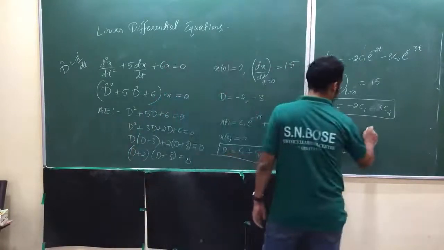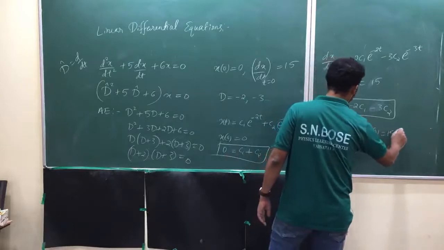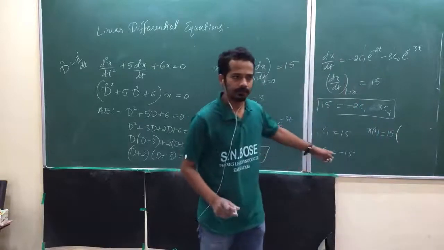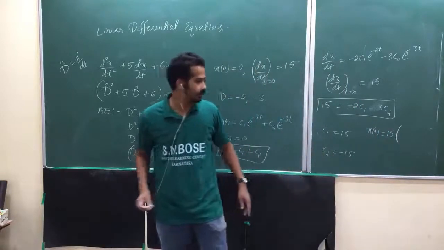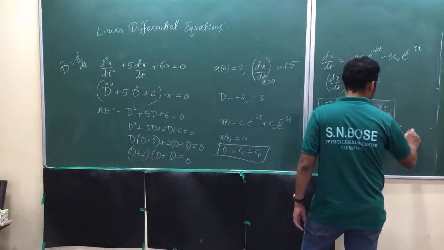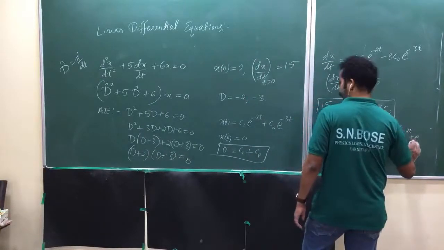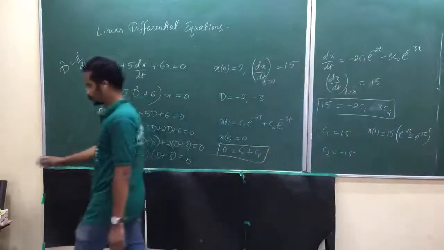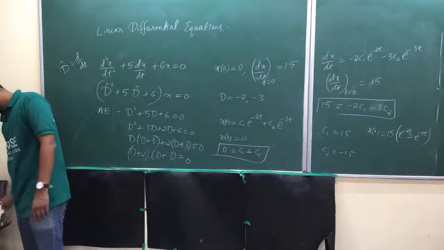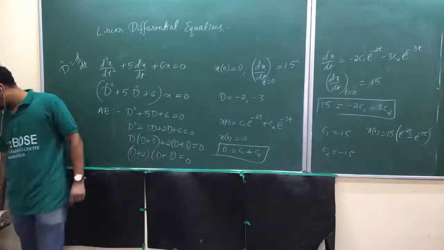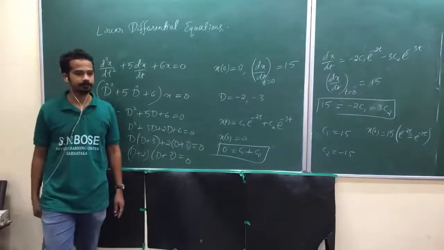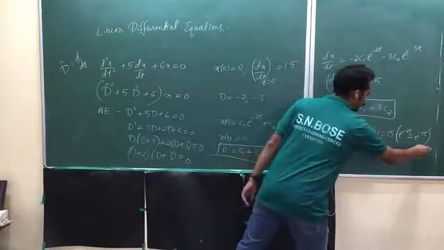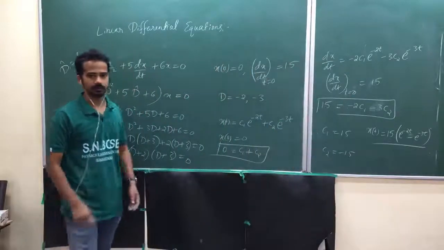Now your complete solution is x of t is equal to, I can take 15 common, so 15 into e power minus 2t minus e power minus 3t. That's your complete solution. No more integration constants, isn't it? That's a complete solution.